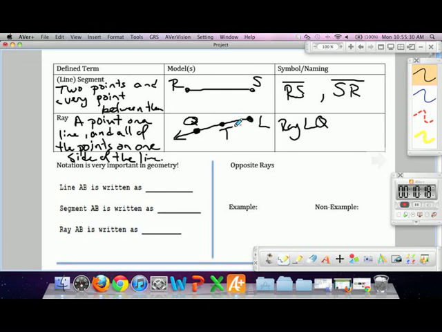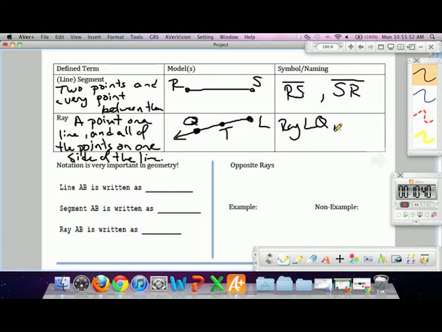You only put two letters: the first point, and then any other point that goes in the direction you want it to. LQ, LT. You could call this LT with a ray above it. A ray has one arrowhead.